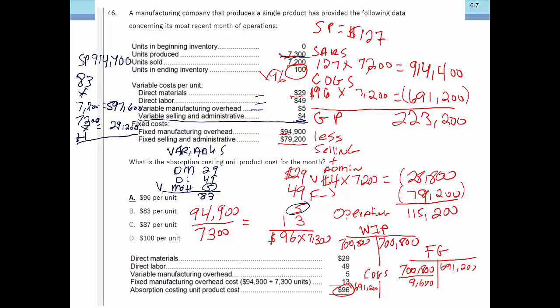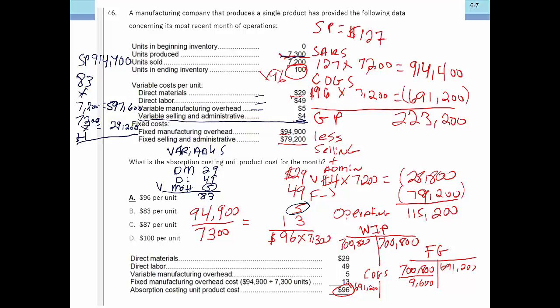The units sold is 7,200. Yeah, I should have used 7,300 for the units produced. No, it's not units produced, because I'm calculating income here, guys. I'm not using the units produced because those aren't sold. Those units are not sold, so I'm not using units produced. I'm taking sales price. I'm trying to come up with operating income using absorption.